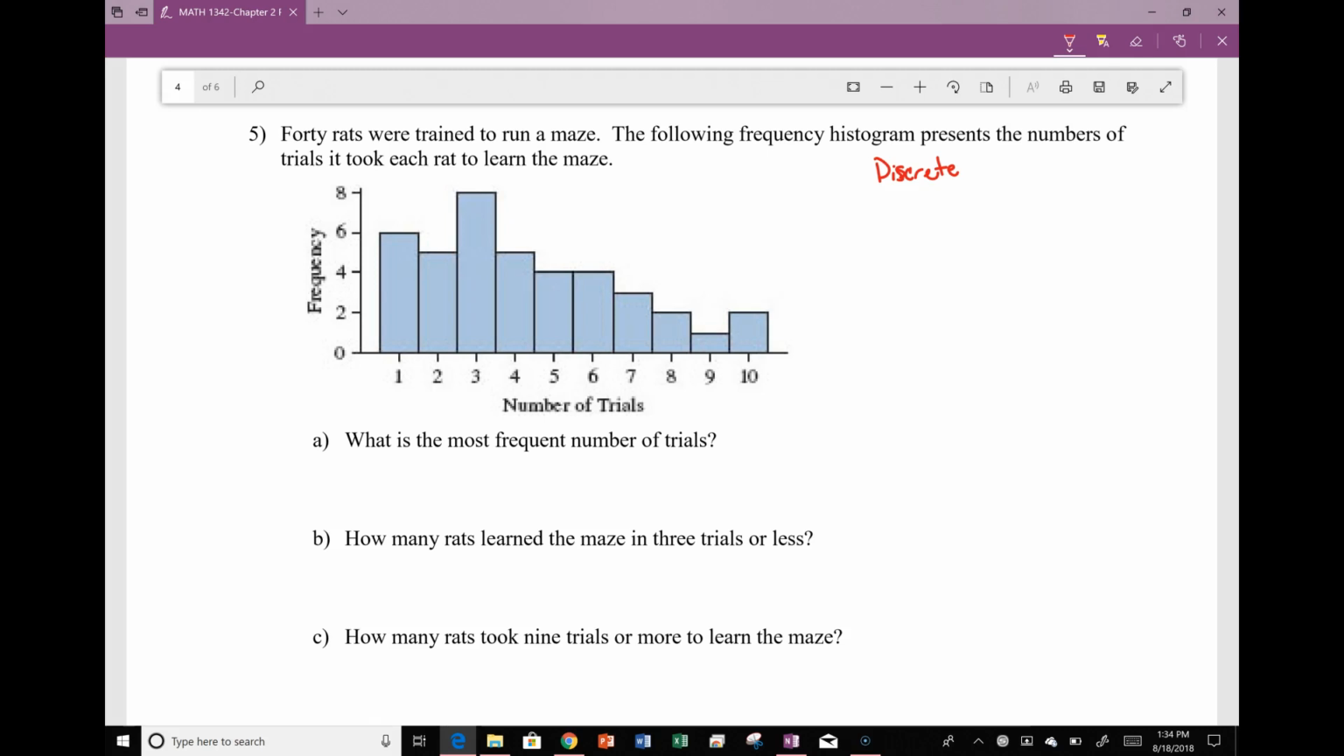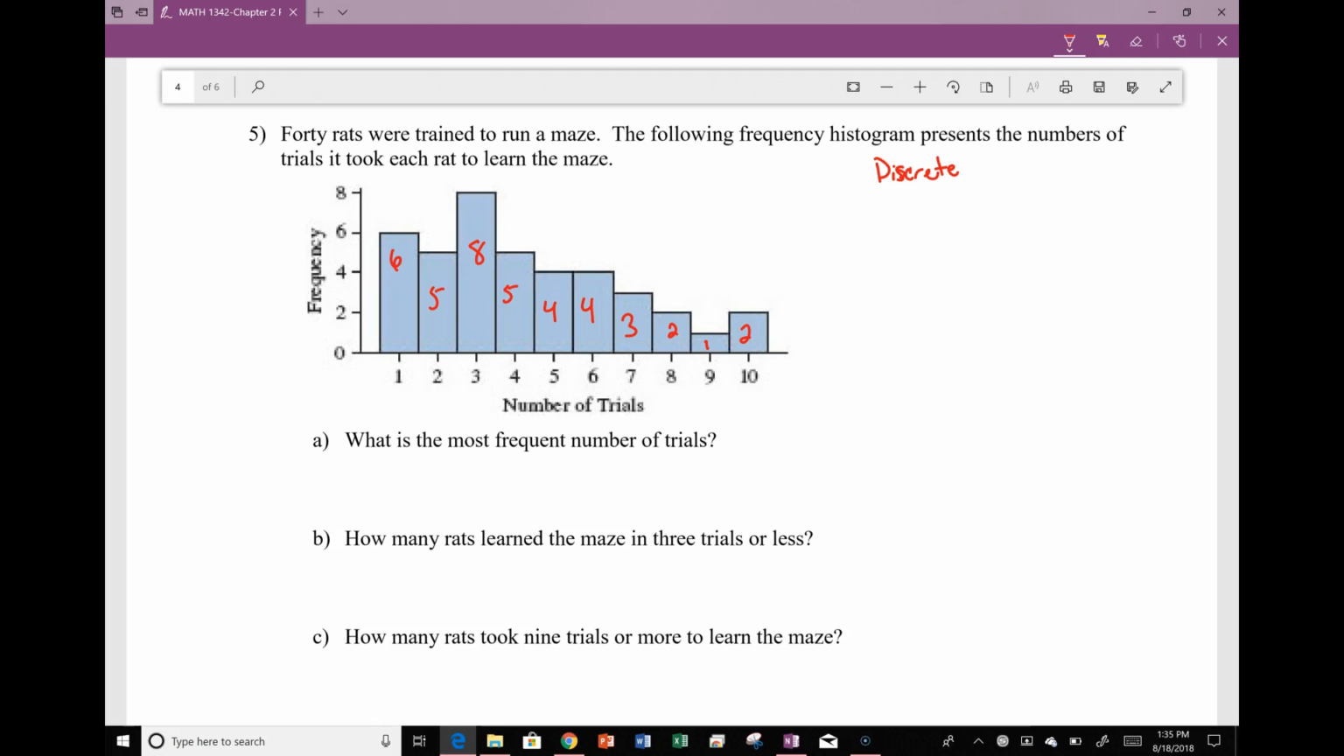When you're reading this, notice it took 6 rats, 1 trial to learn the maze. It took 5 rats, 2 trials. It took 8 rats, 3 trials. It took 5 more rats, 4 trials. It took 4 rats, both 5 and 6 trials. It took 3 rats, 7 trials. It took 2 rats, 8 trials. 1 rat, 9 trials. And 2 rats, 10 trials.